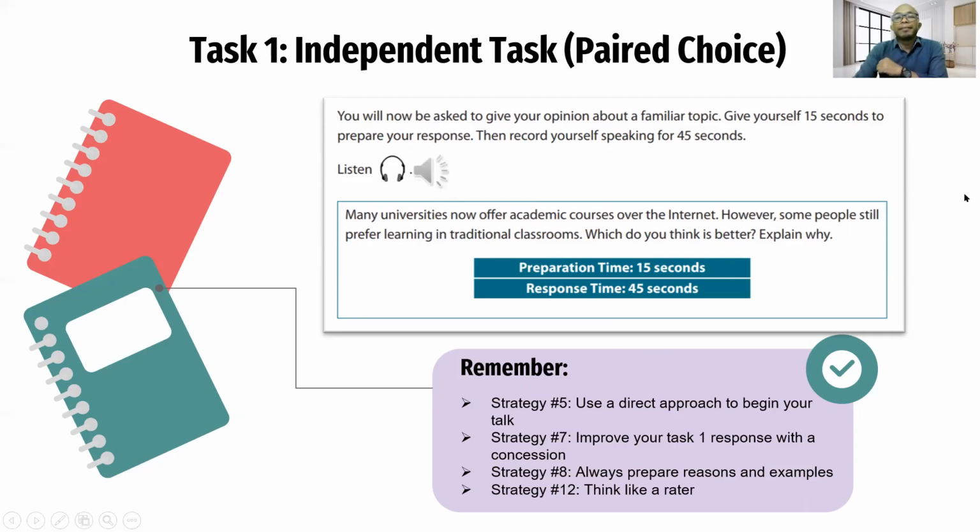Many universities now offer academic courses over the internet. However, some people still prefer learning in traditional classrooms. Which do you think is better? Explain why. 15 seconds, prepare your response. 45 seconds, speak your response.